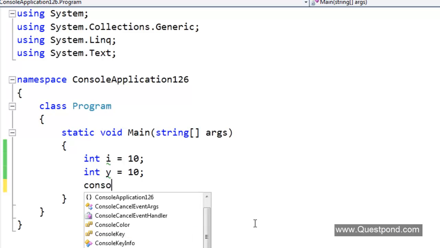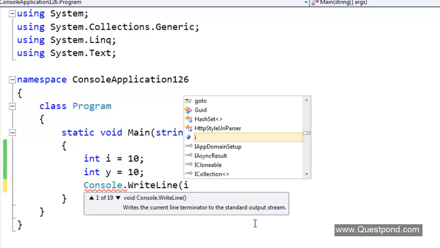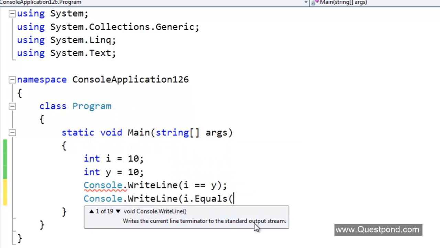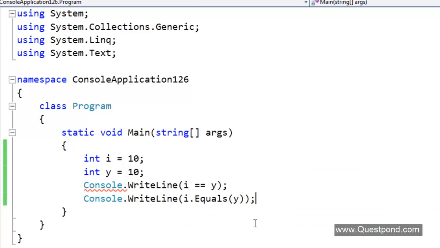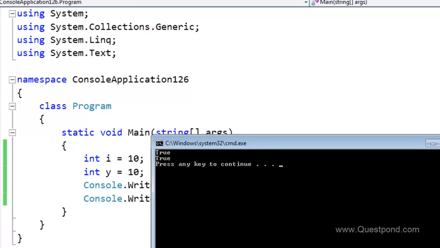For example, over here i is equal to 10 and y is also equal to 10. So here i == y will be true, and even i.Equals(y) will be true. Both of them will be true, because it will use the mathematical way of doing comparison. If you are using primitive types like integer, decimal, boolean, and so on, value types especially, it will do a kind of mathematical comparison. So if I do a Ctrl+F5 over here, you can see that both of them are true.